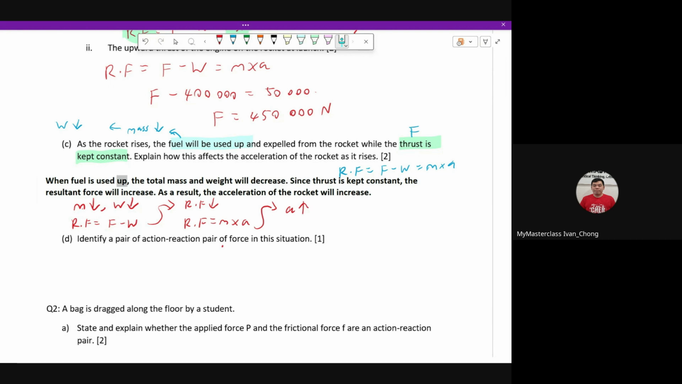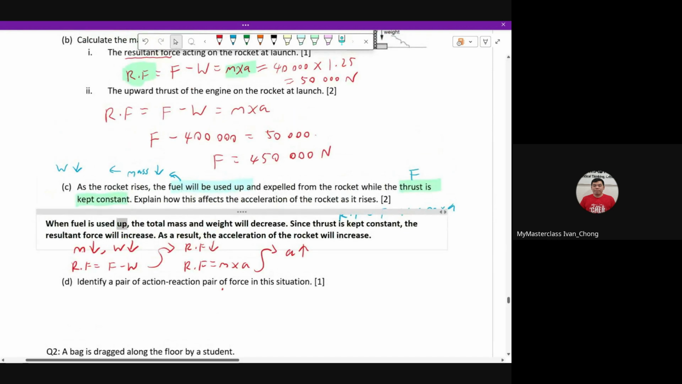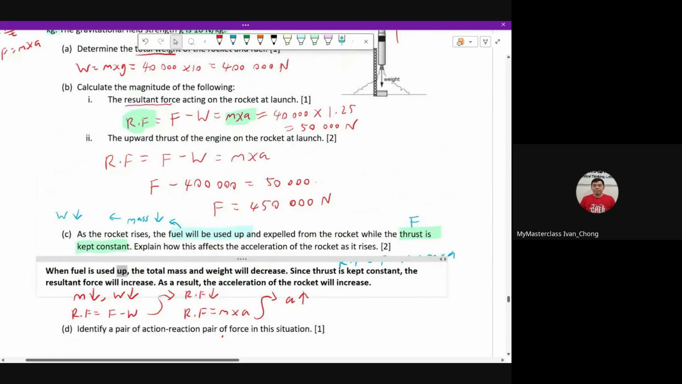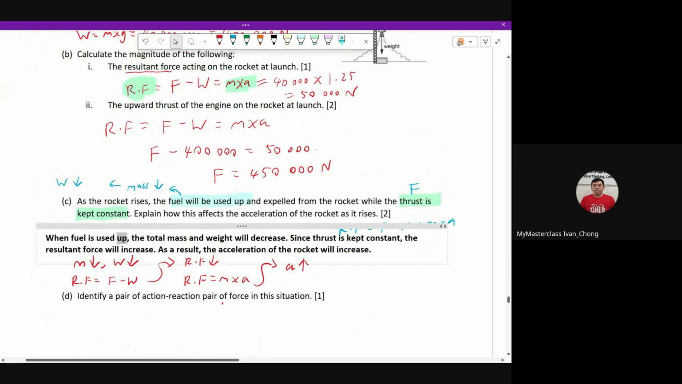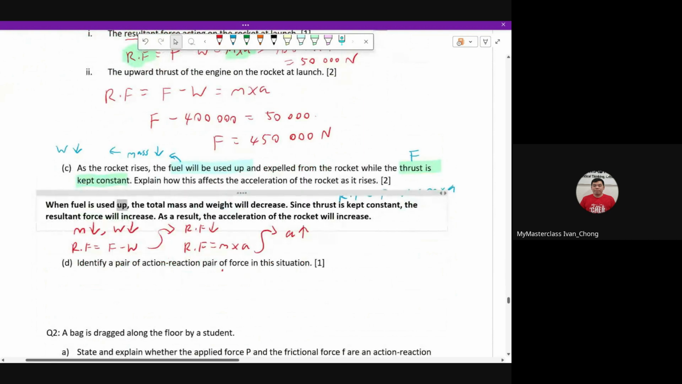Okay, so actually we do have numbers here. If the thrust is 450,000 and the weight of 400,000 here drops to, let's say, 350,000, now your resultant force will be double, it will be 100,000. So you can see that the resultant force will actually increase, right? Sorry, I see my typo here. Okay, so just be careful. I will actually have more resultant force, because the weight will decrease.